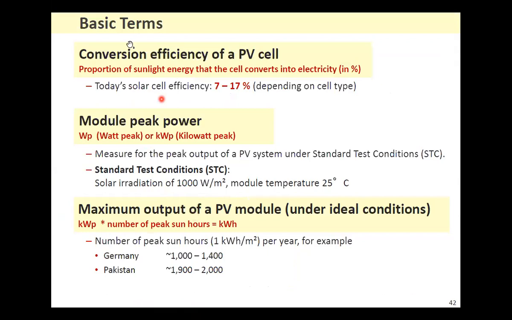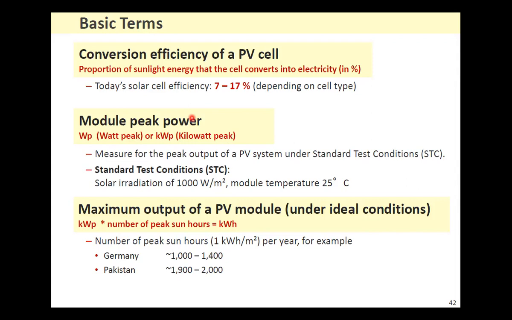Let's move next. Here there are basic terms about the conversion efficiency of a PV cell. What does it mean? It means that today's solar cell efficiency is around 17% at max. Now, what is meant by efficiency of the solar cell?